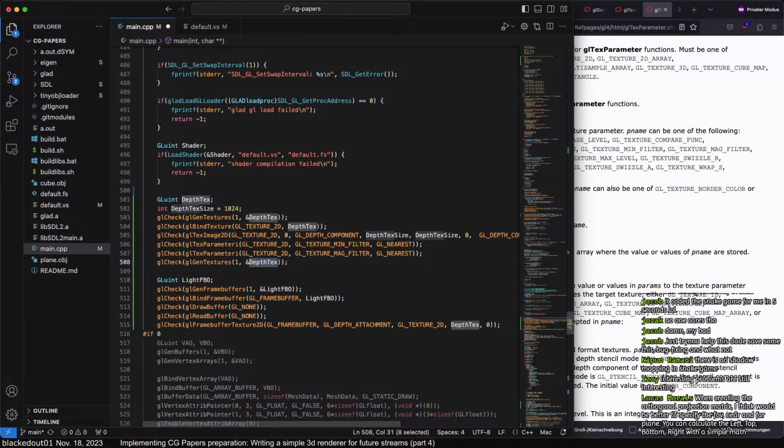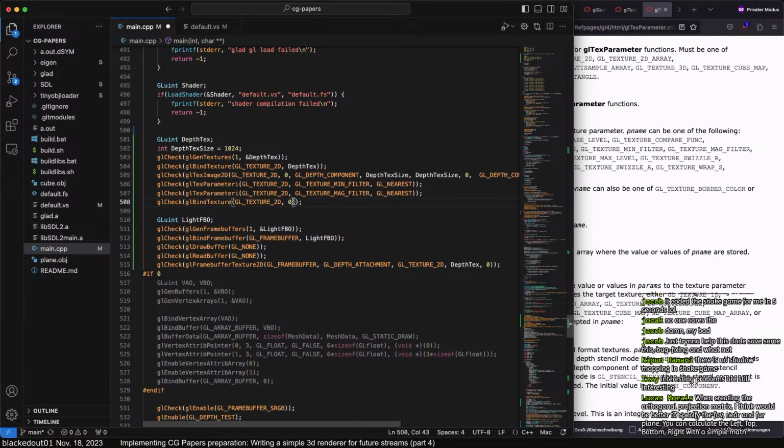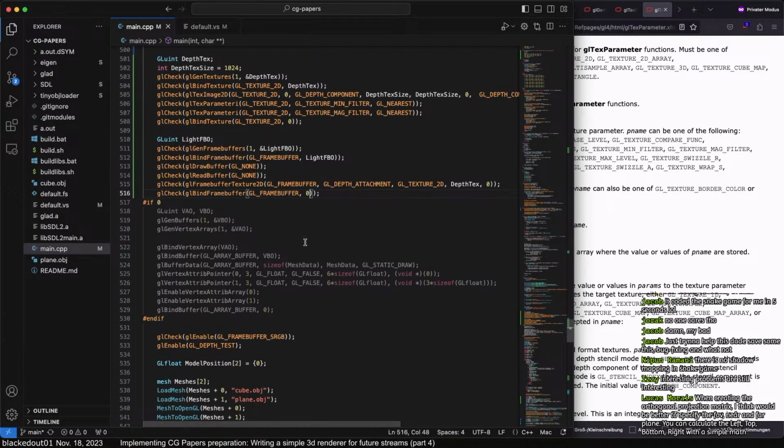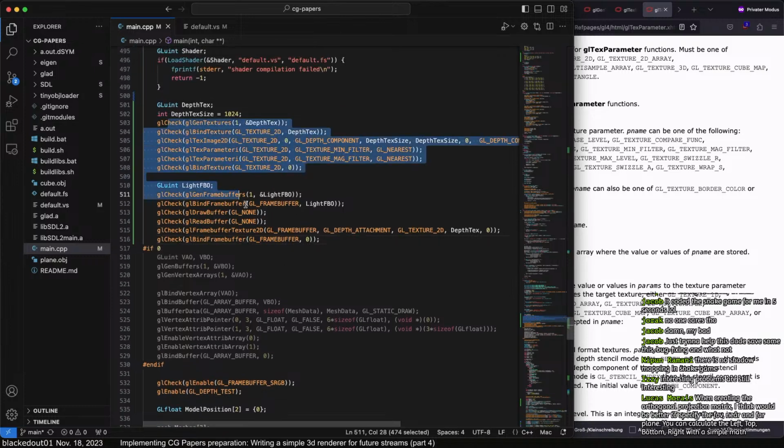And yeah, so that's about it. So we can unbind the texture here to avoid making some errors. And we can also unbind the frame buffer here. And yeah, that's basically how to create the frame buffer.